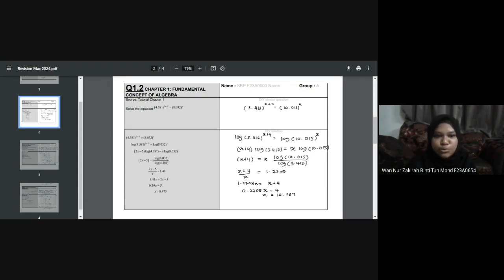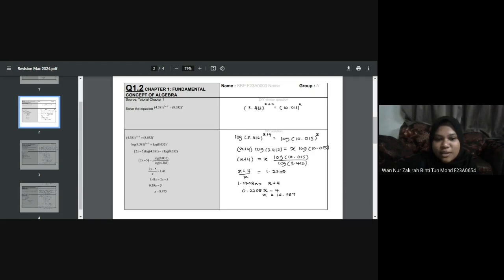For question number 2, we have to know whether the equations have similarity or not. If they do not have similar bases, we can put log 10 on both sides, left and right. After we put log 10, we can drag the power x plus 4 to the front because we use the rule of logarithm.